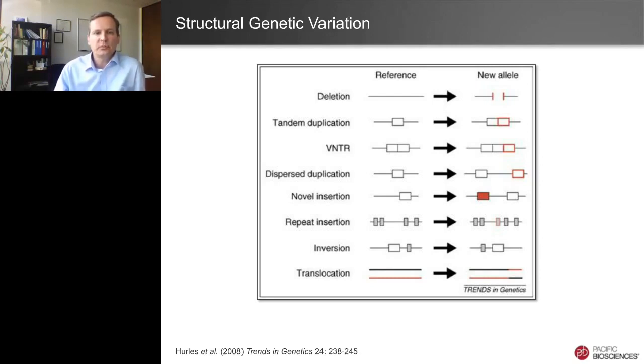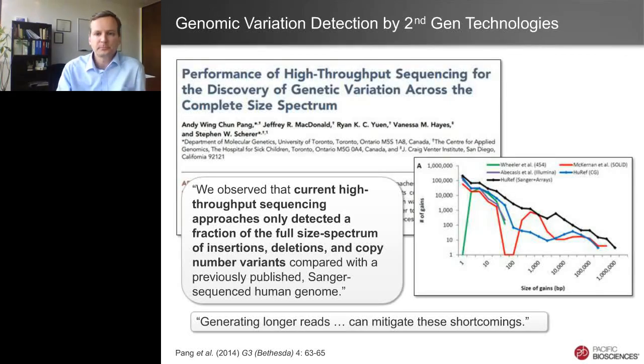Variable number tandem repeats, where these tandem duplications occur at a variable number and frequency. Dispersed duplications, novel insertions, where there is some genome sequence that is simply not present in the reference sequence. Repeat insertions, inversions, where a piece of DNA is just flipped relative to the reference, or larger scale translocations, where pieces of the chromosome are swapped with one another.